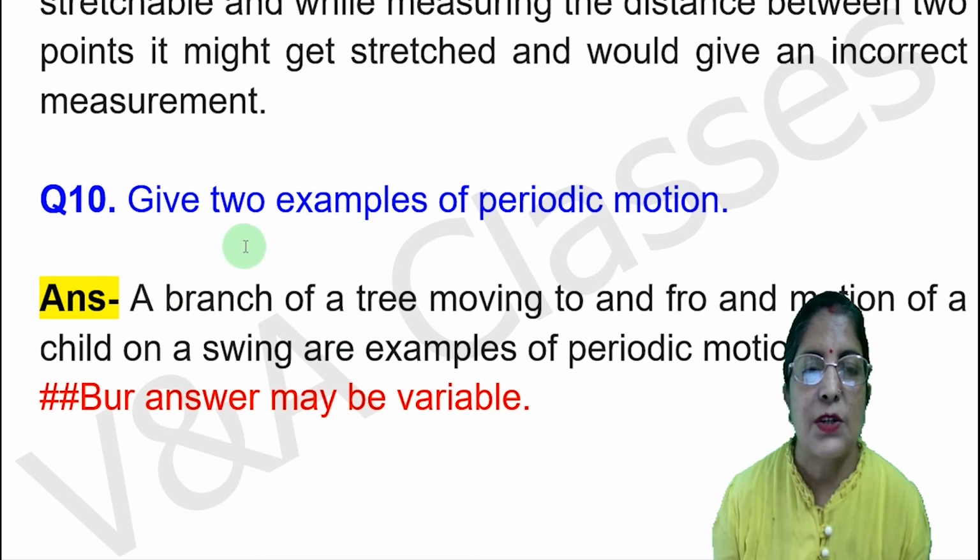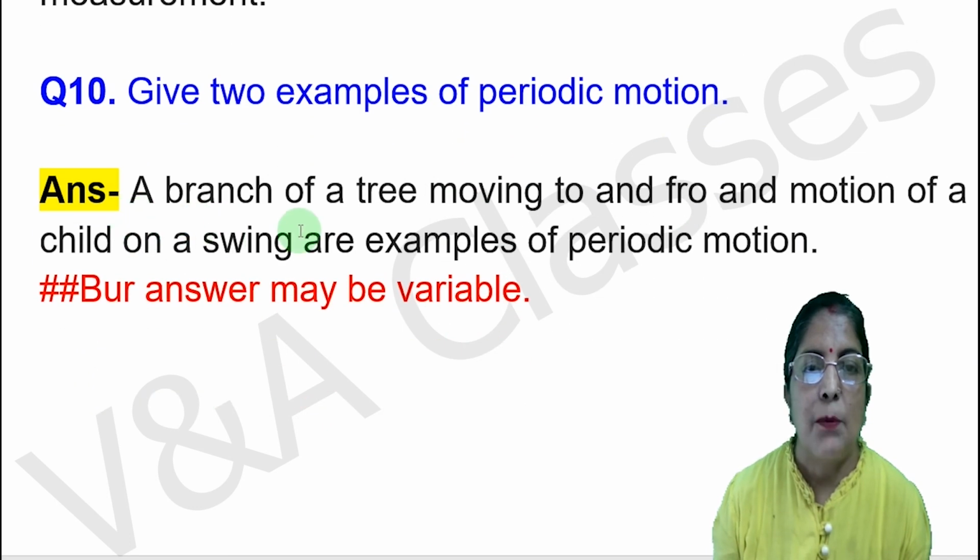Now next and last question, give two examples of periodic motion. Answer, a branch of a tree moving to and fro and motion of a child on a swing are examples of periodic motion, but answer may be variable.